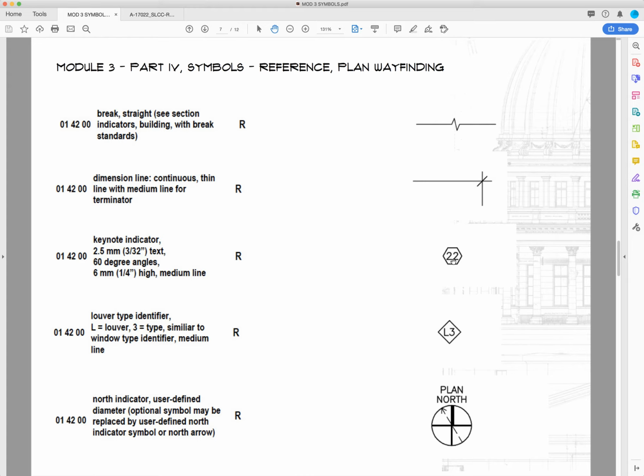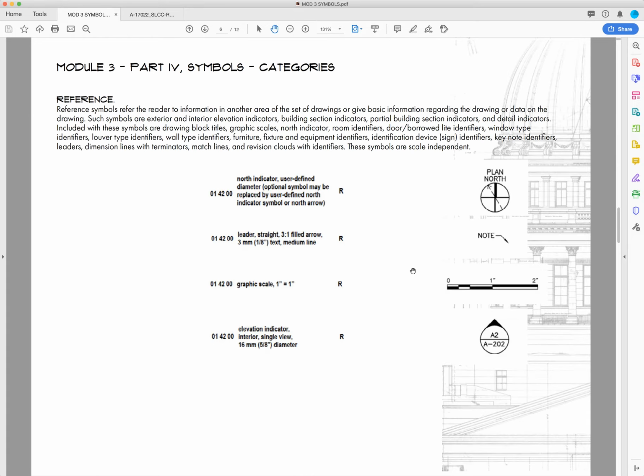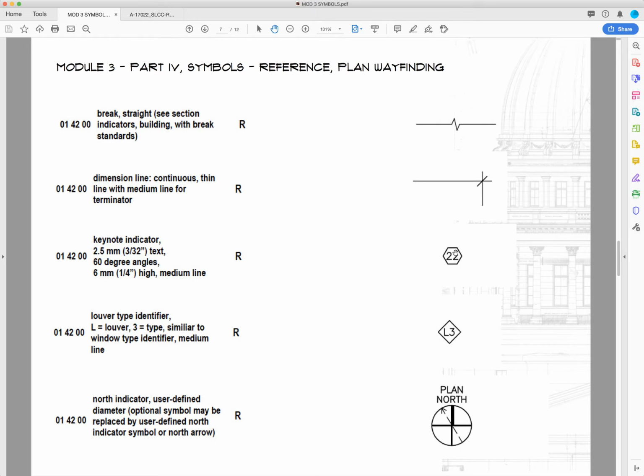Keynote indicator, usually our keynote will have a little arrow coming off of it. So this is really similar to what we saw over here where it says note, and we've got the little line. These are kind of in the same family. Typically our keynote will have a line that comes off of it.